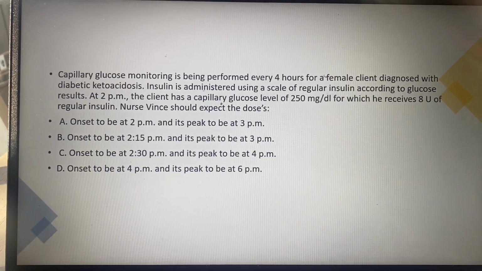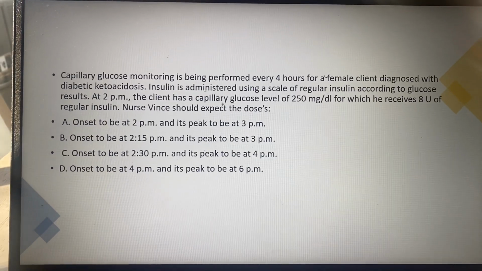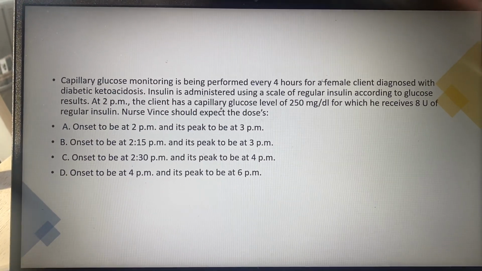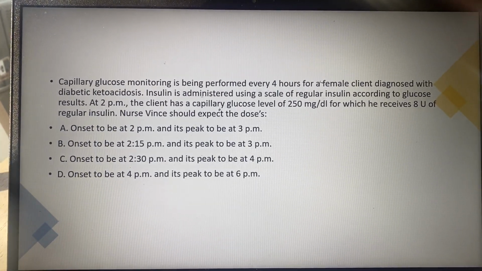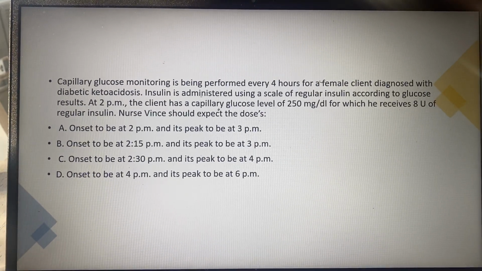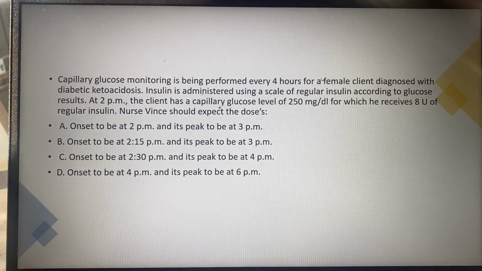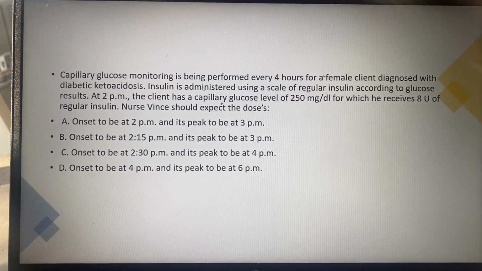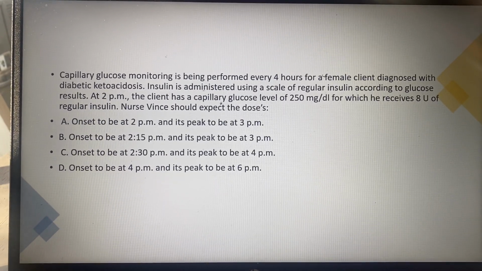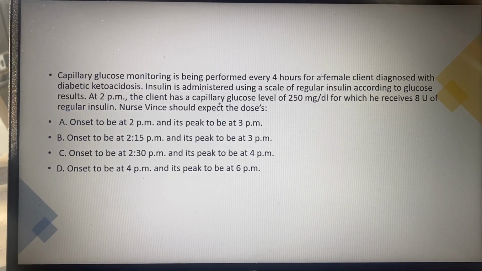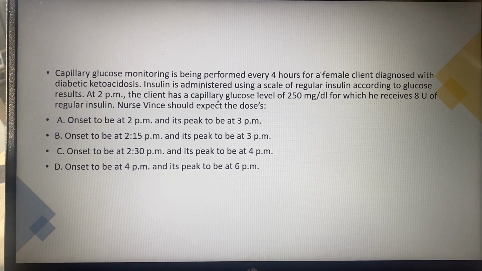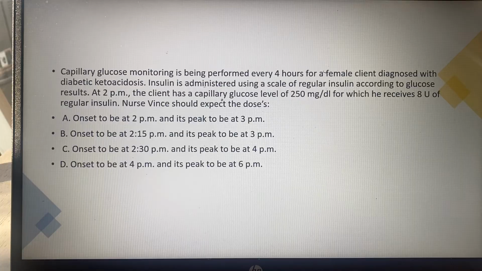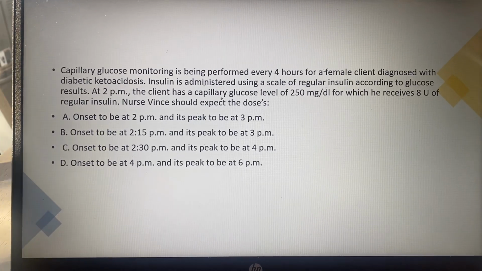I would encourage you to put your own name in this, like "I would expect," or "Nurse Valerie, Victor, whatever your name is," because then it makes it personal. So would you expect the onset to be at 2 p.m. and its peak at 3 p.m., onset at 2:15 p.m. and peak at 3 p.m., onset at 2:30 and peak at 4 p.m., or onset at 4 p.m. and peak at 6 p.m.?